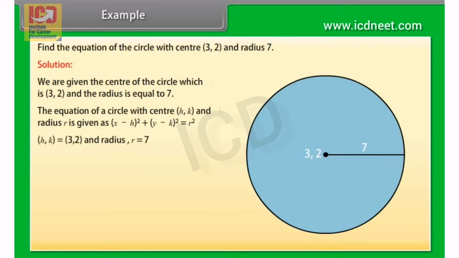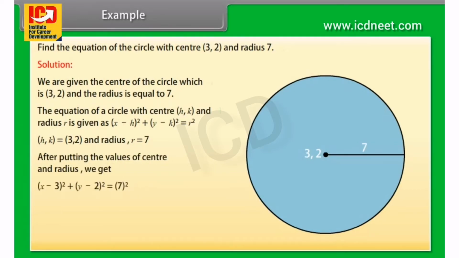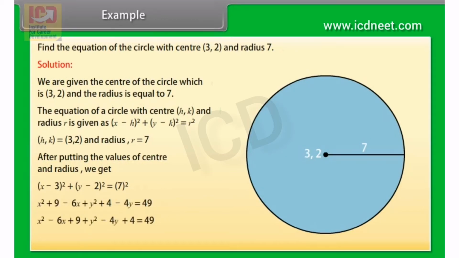h and k are equal to 3 and 2 and radius r is equal to 7. After putting the values of center and radius, we get (x minus 3) whole square plus (y minus 2) whole square is equal to 7 square. By calculating it, we get x square plus y square minus 6x minus 4y is equal to 36.